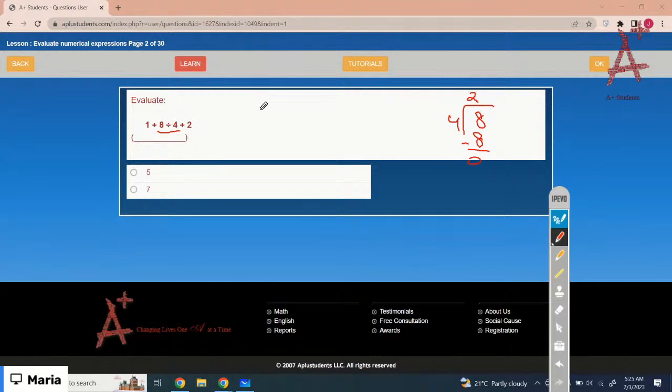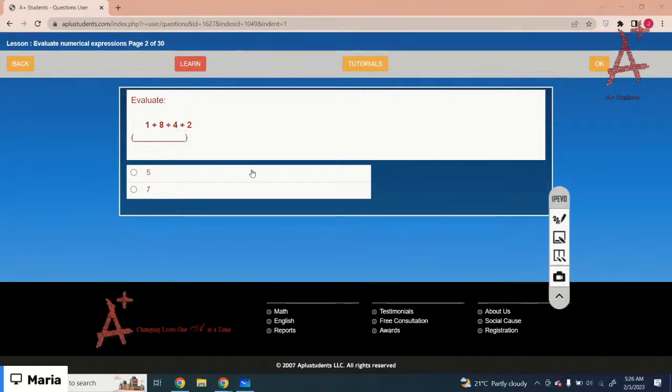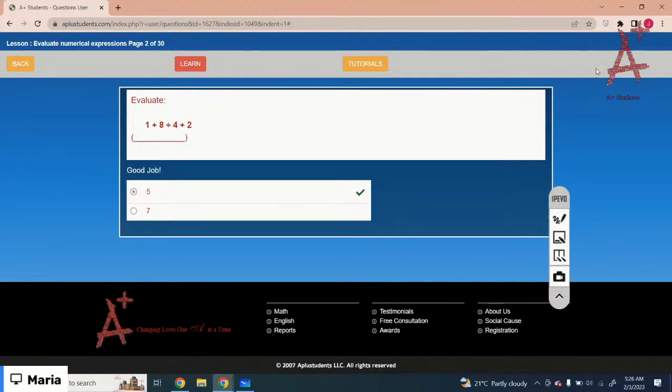So for this one, you have 1 plus, just replace this portion with 2 and the rest of the question you have. Now you can go from left to right. It would be then 2 plus 1 is 3, and then do 3 plus 2. So the correct option is 5. Just select the correct option, then click on the OK button.